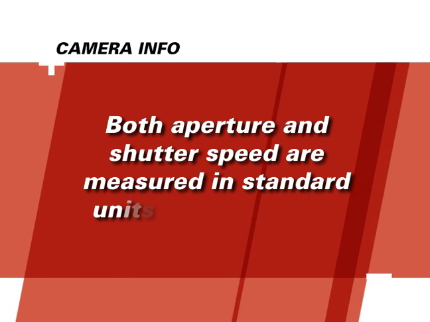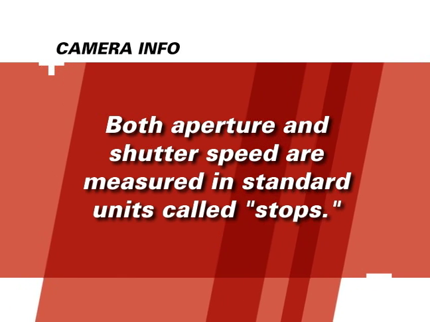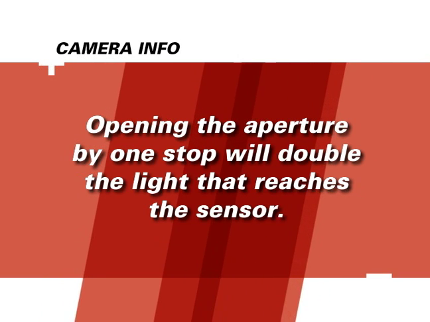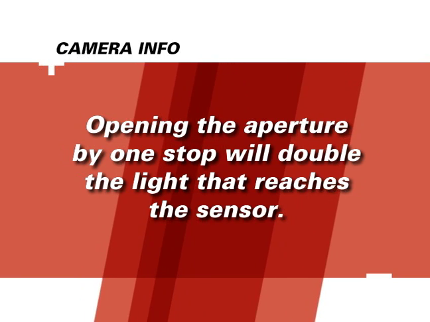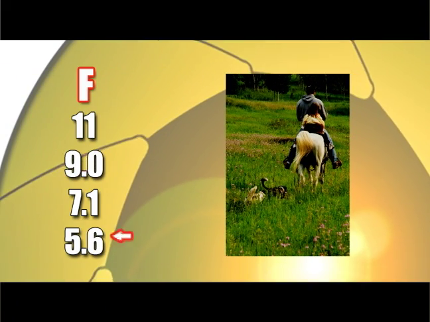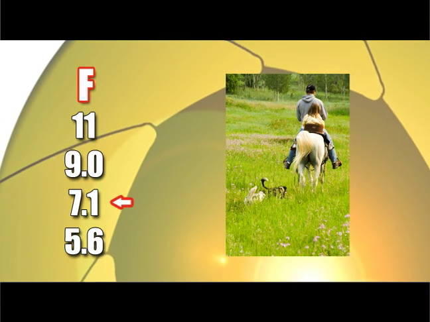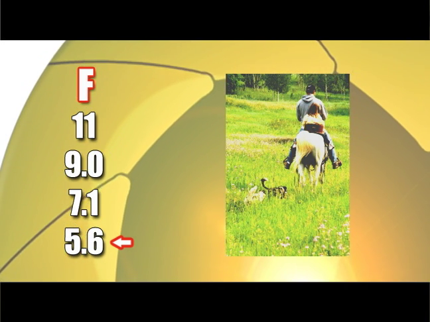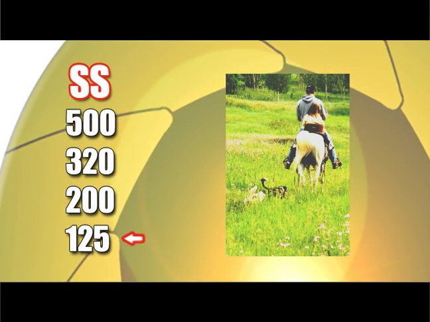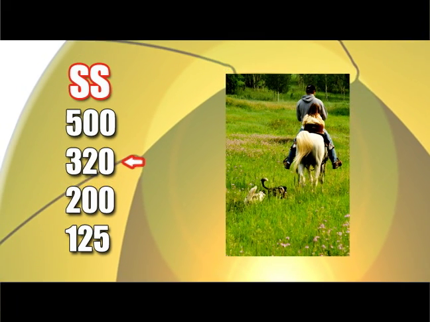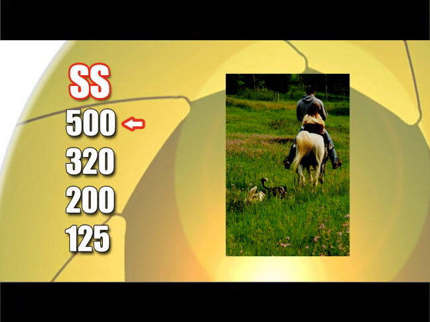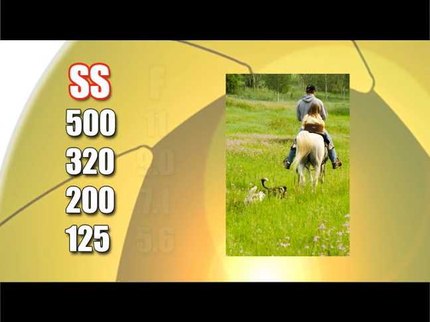Let's briefly examine one more photographic concept: aperture and shutter stops. Both shutter speeds and apertures have a standard series of settings called stops. Opening the aperture by one stop will double the light that reaches the sensor. Similarly, setting a faster shutter speed by one stop will cut the light that reaches the sensor in half. By opening the aperture one stop and speeding up the shutter one stop, you'll keep the exposure constant.